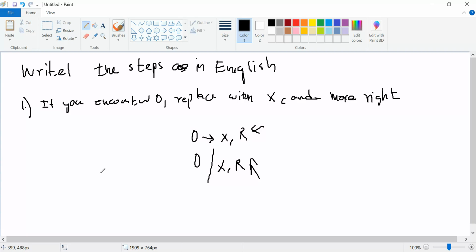Then you can use symbols. Then you can draw the transition diagram. So make it a complete answer.